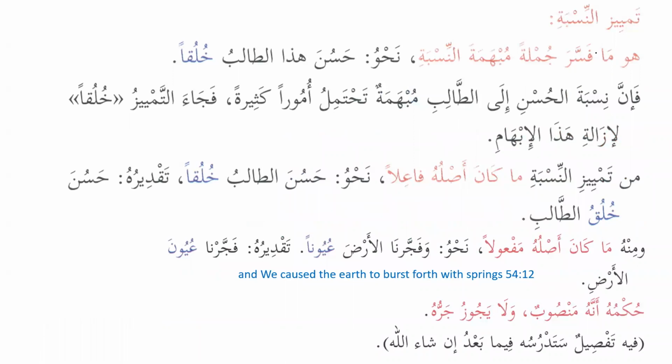Then we have tamyiz al-nisbah, proportion. The first we have seen, which is basically object, and now we have the tamyiz of proportion. Huwa ma fassara yufassiru tafsiran is to explain, and that's why we have tafsir al-Quran, something that has been explained in detail. So huwa ma fassara jumlatan mubhamatan nisbati. So a sentence which is ambiguous, nisbati, in the form of proportion.